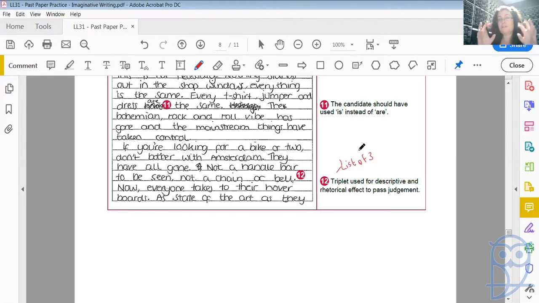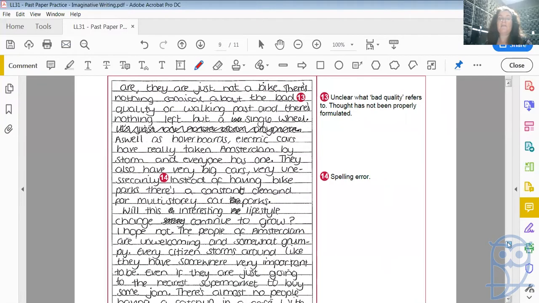Okay, so remember, use the techniques that are described to you in the book, in that first part of your textbook. All of these things create some sort of effect, and that's what your marker wants to see, that you can use things to create an effect. Now everyone takes to their hoverboards. Yes, futuristic. As state of the art as they are, just not a bike. There's nothing comical about the bad quality or walking past, and there's nothing left but a single wheel.